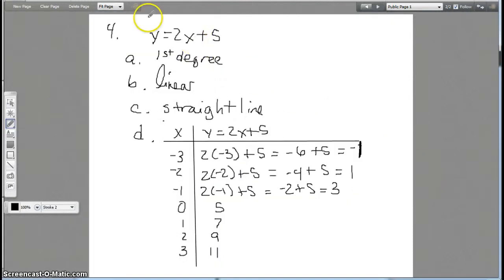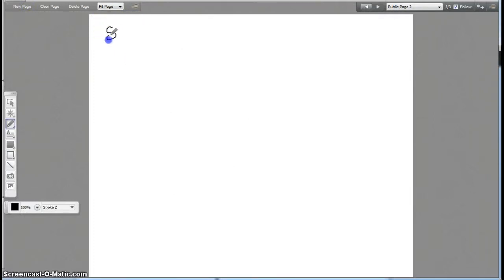Okay, so now we're going to move on. This was number 4, which is just like number 12 that I assigned for homework. So the next one we're going to do is number 5. Number 5 says this exercise is about the function whose equation is y equals x squared minus x. What is the degree of this equation?